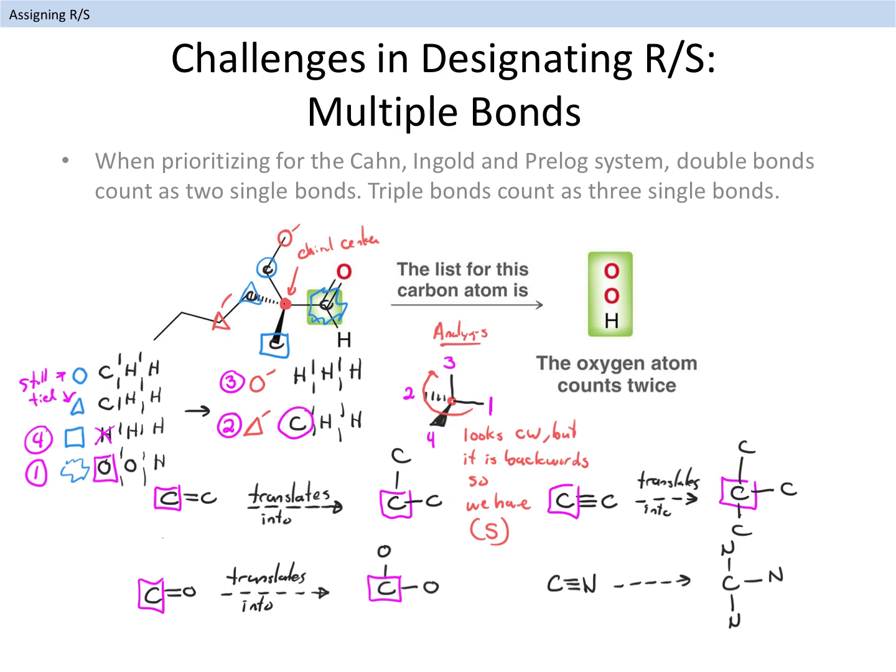However, because the lowest priority group, the methyl group, is oriented towards us, we must reverse the result. Since we observed a clockwise rotation, which would normally indicate an R configuration, reversing this due to the orientation of the lowest priority group gives us an S configuration. So, the chiral center in the given example has an S configuration.